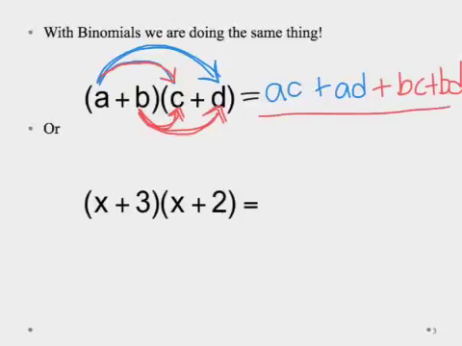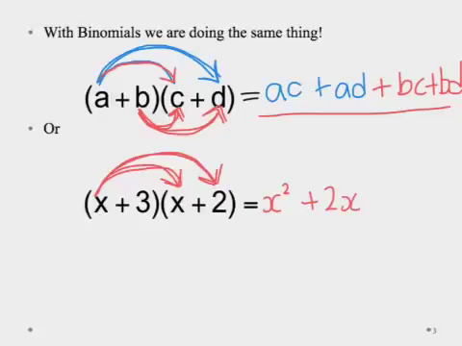Now let's have a look at it, looking at a binomial. Here we have x times the x and x times the 2, giving us x times x is x squared, and x times 2 is 2x. Now let's look at our second term in our first brackets here. 3 times x gives us 3x, and 3 times 2 gives us 6.